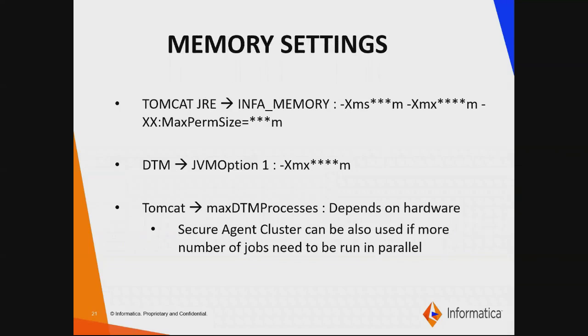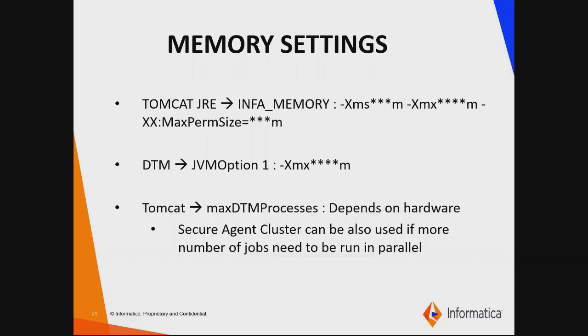Coming to the memory settings. Memory settings on your DIS can be configured accordingly. Tomcat JRE helps you in configuring your info memory, which is basically for design purposes. Design can be agent startup or any specific design activity you're performing. Whereas DTM JVM option can be set basically at runtime. It can be set according to your memory availability on your agent.